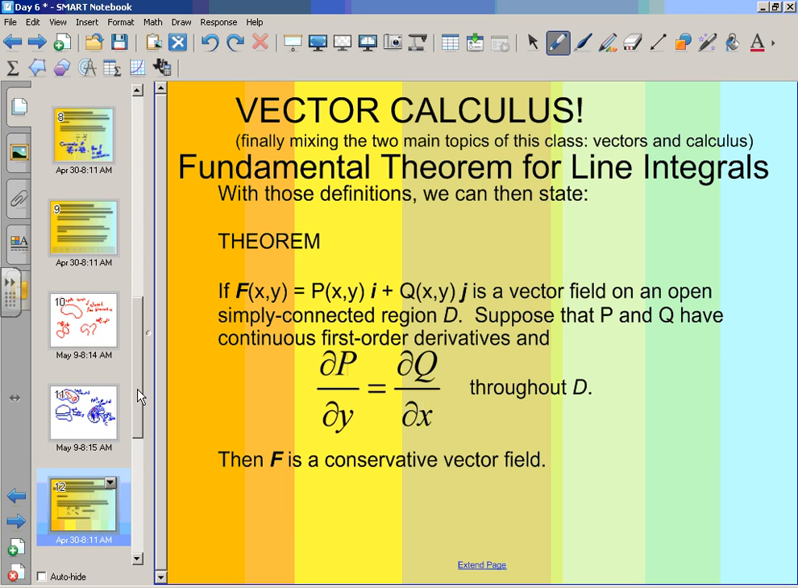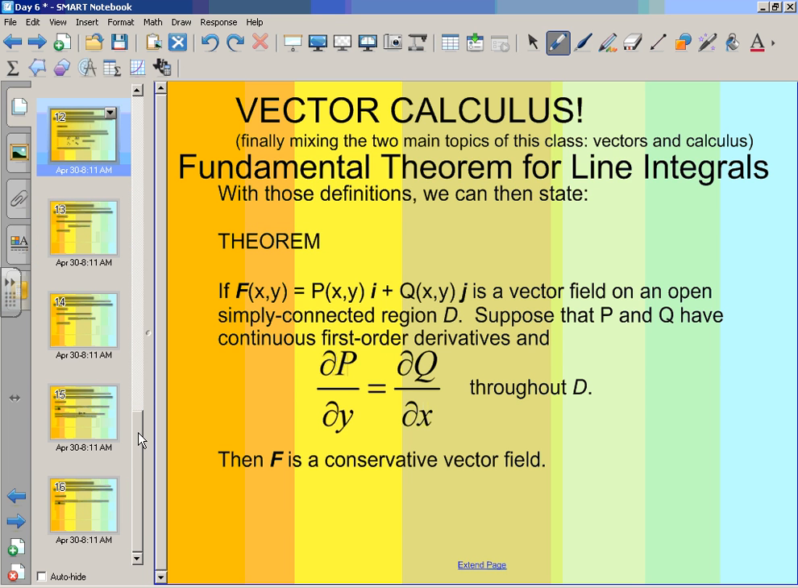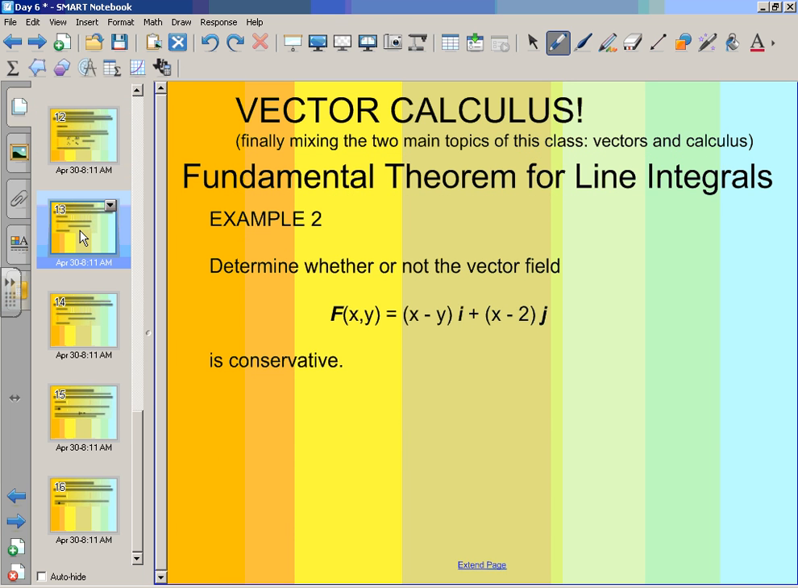Okay, so I just want to go through a few examples of how we can put this to use. At first, a couple of examples of determining whether or not a vector field is conservative. With this one, our P function is x minus y, and our Q function is x minus 2. Remember, the test is we take the derivative of the first component with respect to y. And so dP/dy would be what?